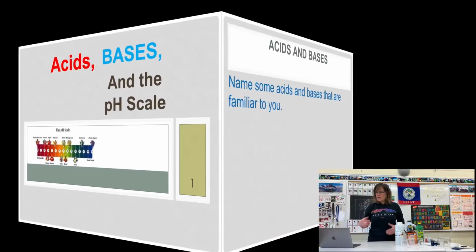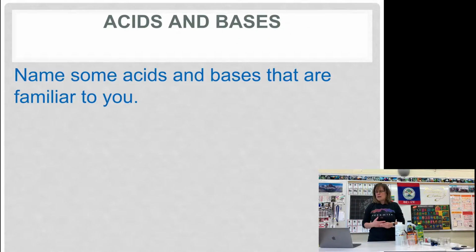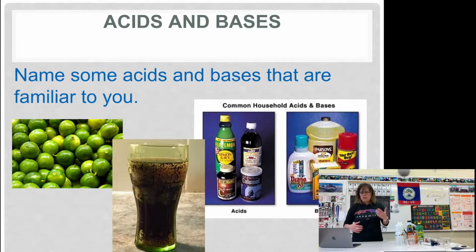So we're going to be talking about something called the pH scale. Maybe you've seen it in grade 5. Maybe you just sort of talked about it. So here we go. The first thing we want to do is think about things that are familiar to us for our acids and bases. What we have here are some limes, some Coca-Cola. Certain things are acids, certain things are bases.